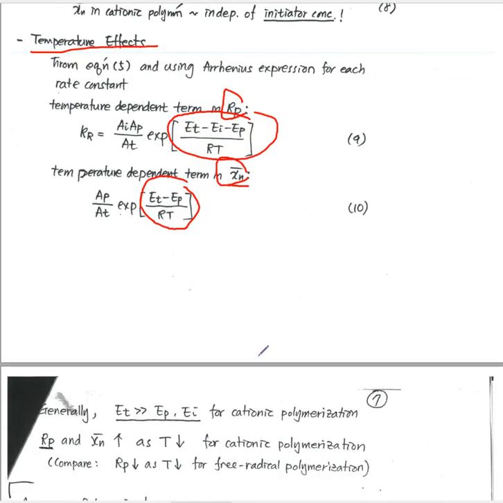Generally, for cationic polymerization, the activation energy for termination is much larger than EI and EP, the activation energies of initiation and propagation. Which means that this value is much larger, right? Which means that as you increase the temperature, the reaction rate decreases, and also the number average degree of polymerization decreases. Or if you decrease the temperature, you can increase the reaction rate and also the average chain length. So that's different from free radical polymerization.